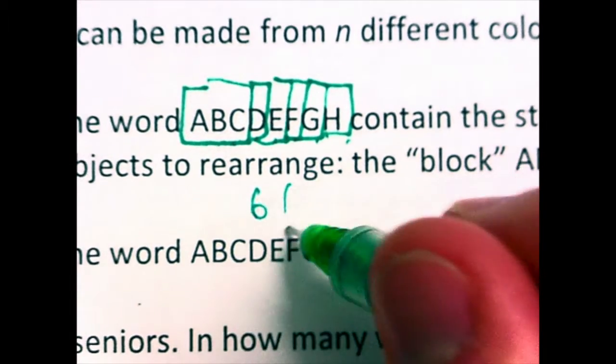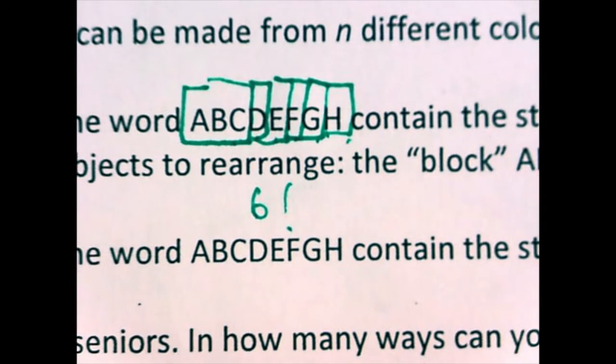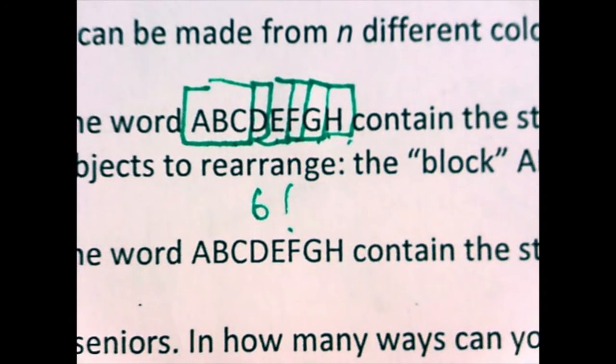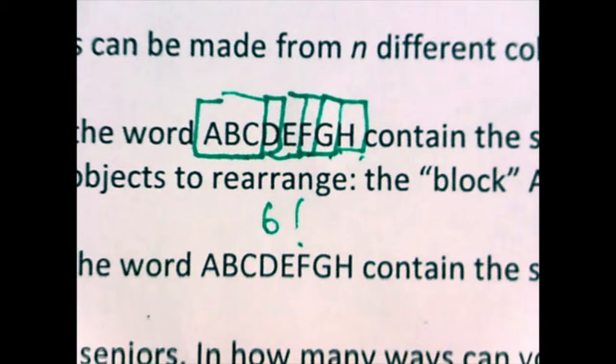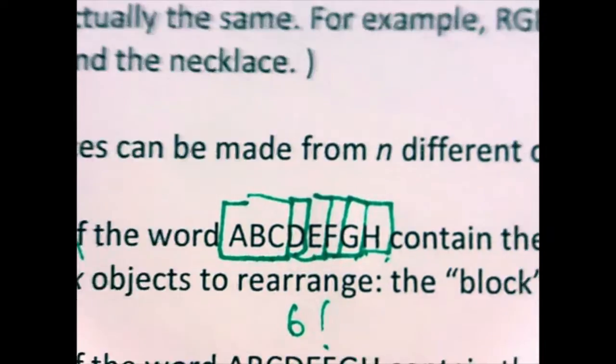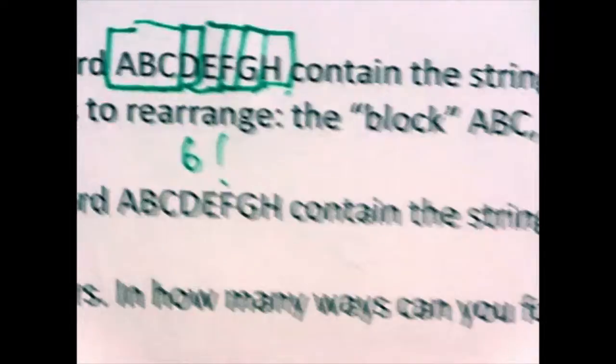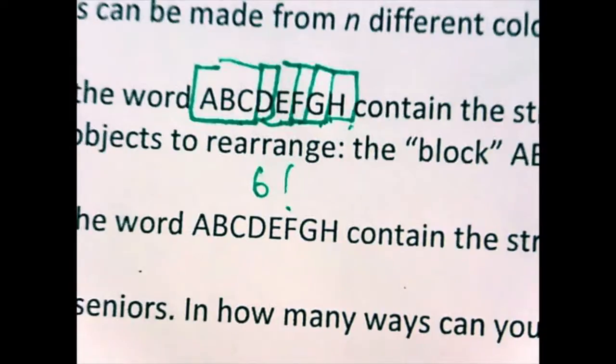Well, 6 factorial, because the algorithm is step 1, what block comes first? You've got 6 choices. Step 2, what block comes second? You've got 5 choices, and so on. Okay, so I think that's all I'll say about this. I know I didn't go over every problem on here, but I think those are the most important ones that I wanted to talk about.